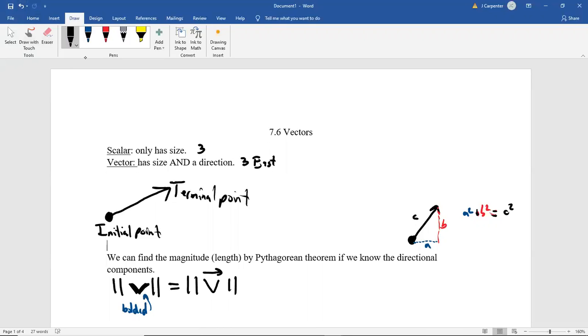So these are the magnitude of vector v. We represent the vector with the arrow over it, or bolded. So bolded things or things with arrows are vectors. Things that aren't bolded or don't have an arrow over them are not vectors.